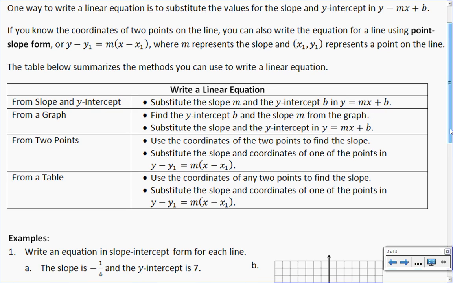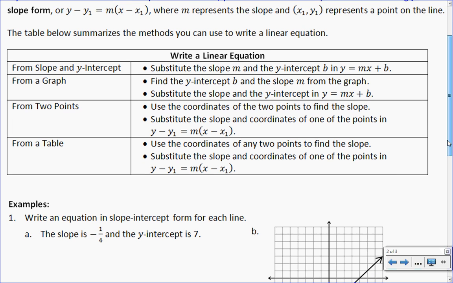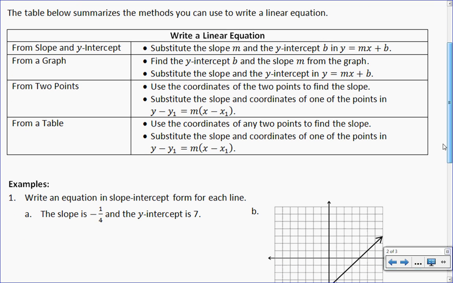So let's take a look at the first example. Write an equation in slope-intercept form for each line. Okay, so to write an equation in slope-intercept form, I need the equation to be in the form y equals mx plus b, and I need to substitute something for m and something for b. So that's basically what I'm looking for, is the slope and the y-intercept.